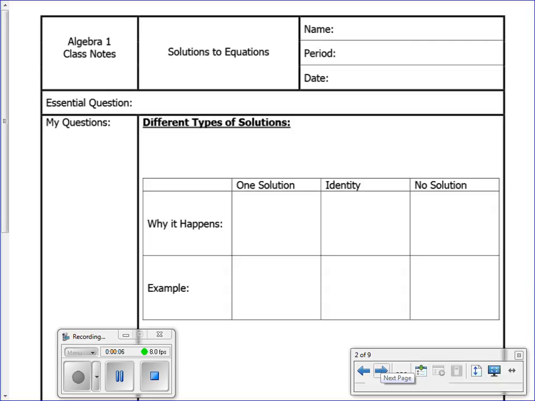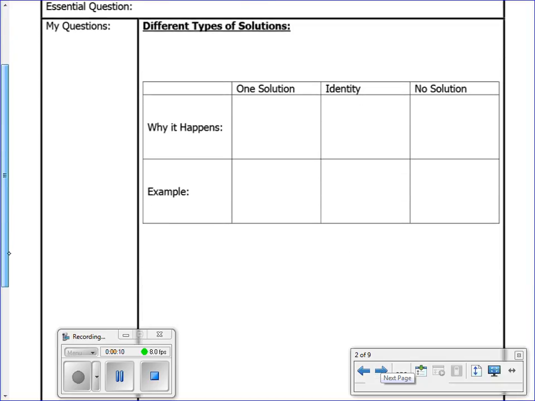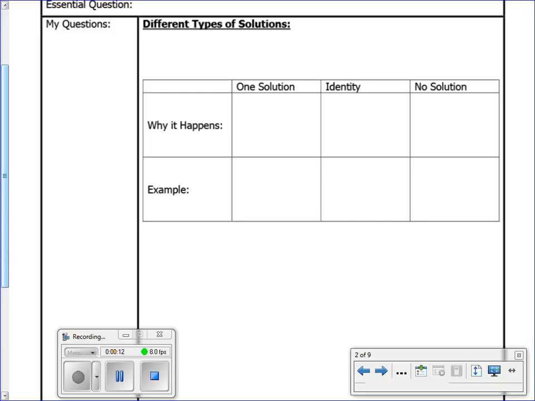Today we are going to be talking about solutions to equations, and this is just a continuation of solving an equation. So we have three different types. We have one solution, identity, and no solution. When you receive an answer choice that looks like x equals 2, this is an example of one solution.